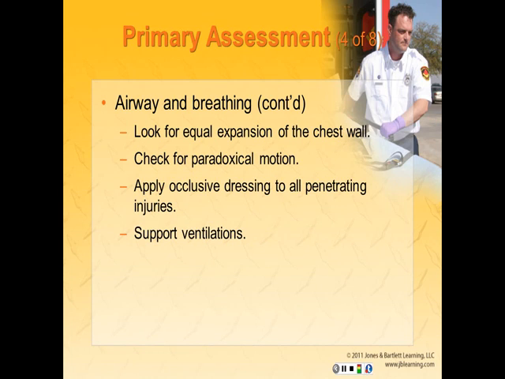Address this abnormality immediately by using a gloved hand to stabilize a flail segment or occlude an open chest wound. Stabilize using a large bulky dressing and apply occlusive dressings to all penetrating injuries to the chest. Support ventilations, apply oxygen via a non-rebreather mask at 15 liters a minute, and if breathing is inadequate, provide positive pressure ventilations. Do not use for patients with a pneumothorax.